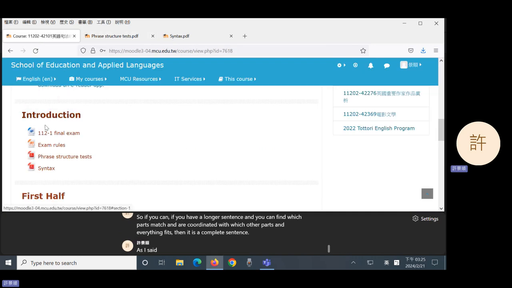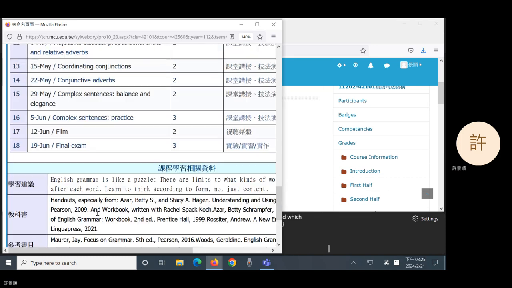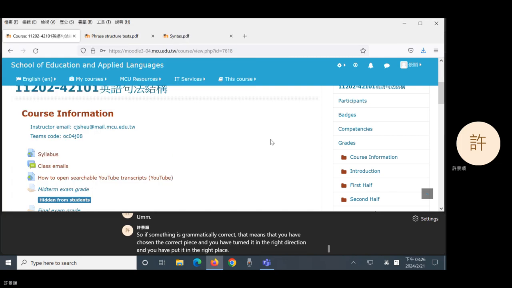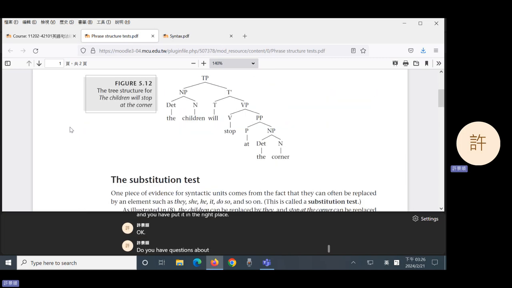As I said earlier, English grammar is like a puzzle. So like a regular puzzle, some pieces will fit, some pieces will not fit. So if something is grammatically correct, that means that you have chosen the correct piece and you have turned it in the right direction and you have put it in the right place. Okay, do you have questions about this idea of a complete sentence?